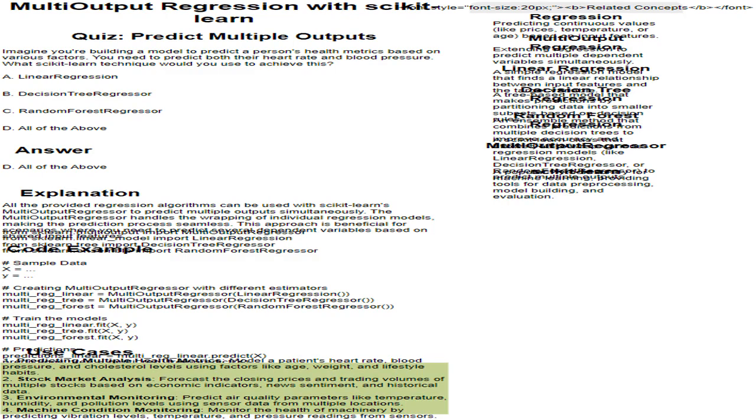Stock market analysis. Forecast the closing prices and trading volumes of multiple stocks based on economic indicators, news sentiment, and historical data. Environmental monitoring. Predict air quality parameters like temperature, humidity, and pollution levels using sensor data from multiple locations. Machine condition monitoring. Monitor the health of machinery by predicting vibration levels, temperature, and pressure readings from sensors.